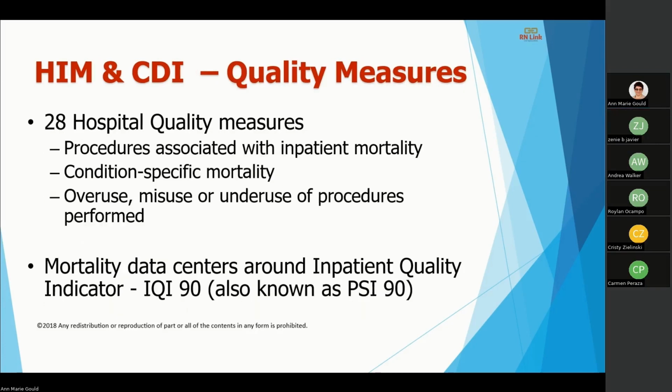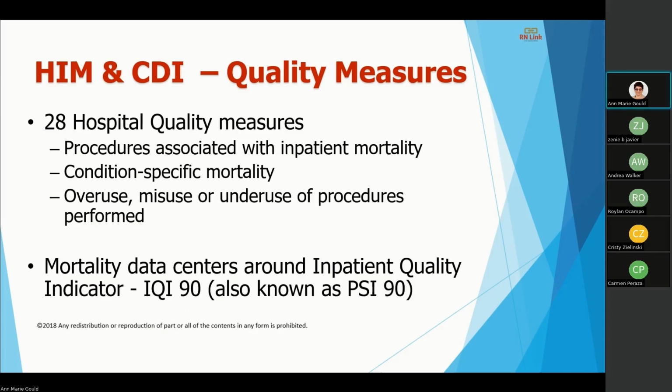So there are 28 hospital quality measures that the hospital needs to review and abide by. Some of them are procedures associated with inpatient mortality. Did they die in the hospital based on the surgery that was performed? Is there a condition-specific mortality? You know, did they die of septic shock? Were they that sick? Overuse, misuse, or underuse of procedures performed? Are they doing imaging or testing that's not needed for that patient based on the diagnoses they were admitted with?